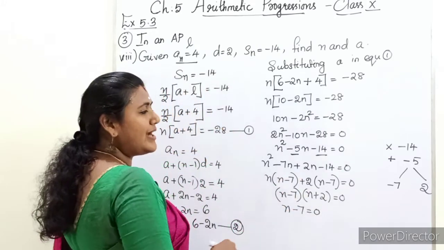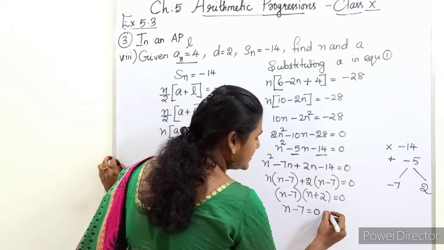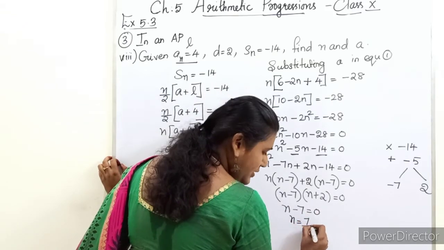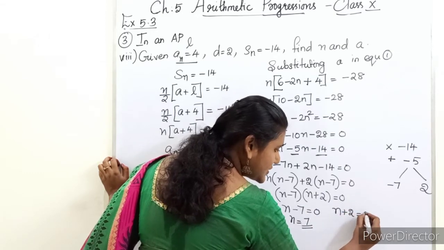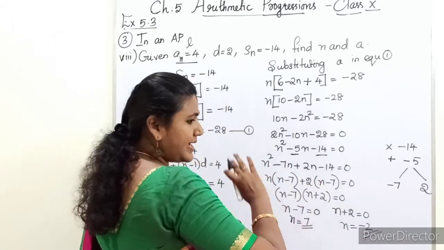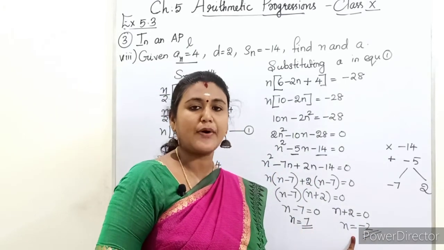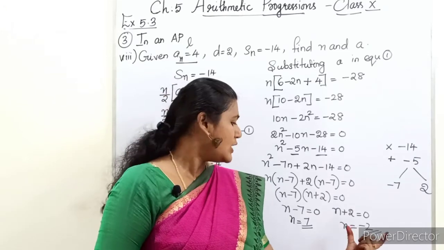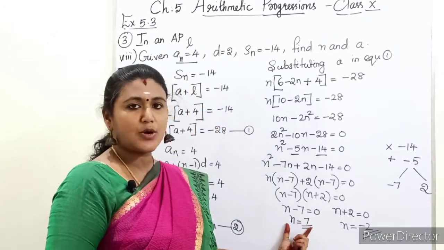Now we can equate each factor to 0. So n minus 7 equal to 0. So the value of n equal to 7. The next factor we can equate to 0. n plus 2 equal to 0. So n is equal to minus 2. Like in the previous case, here also we got two values for n, one positive and another negative. So this negative value is not possible. So value of n is equal to 7.